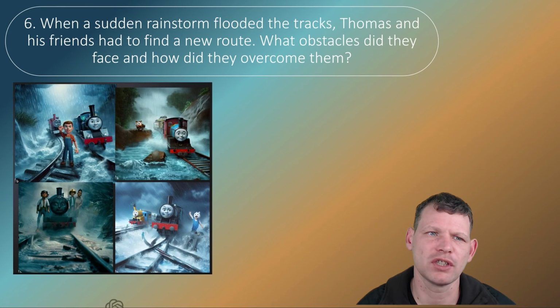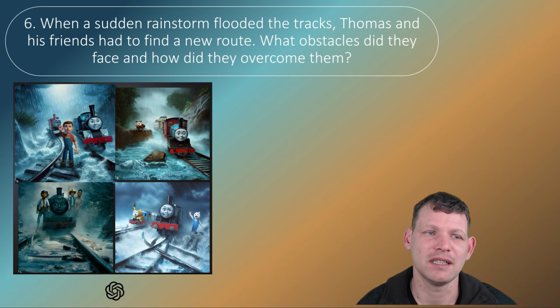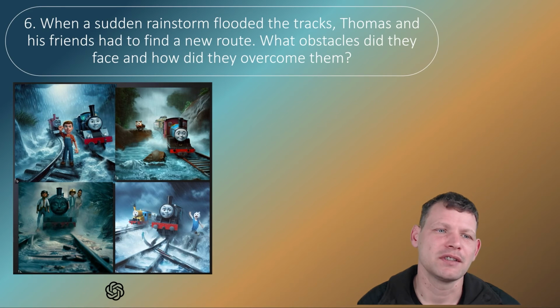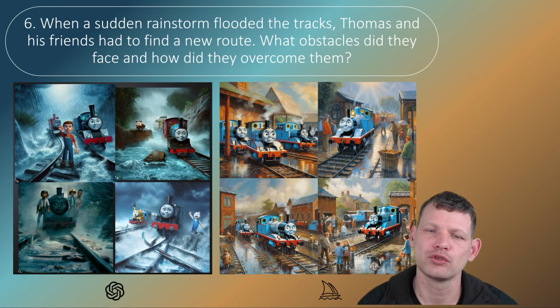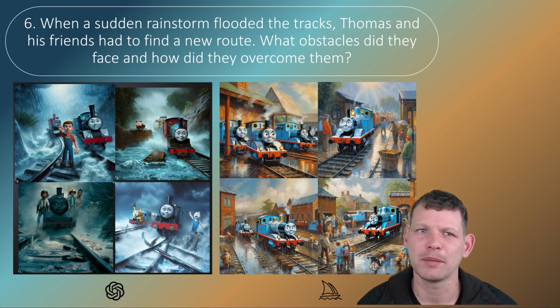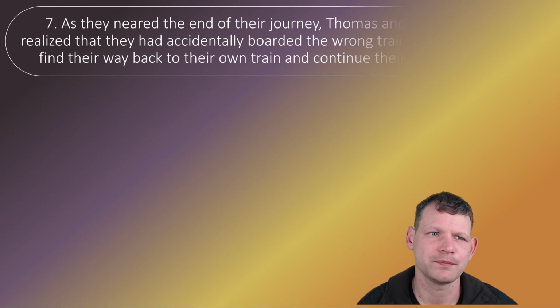In the 6th one, when a sudden rainstorm flooded the tracks, Thomas and his friends had to find a new route. Here we see that definitely in the Bing images, the tracks are flooded and the trains are even not on the tracks anymore. When we look at the Midjourney ones, it's a little bit more cozy, the sun is still shining, there's water on the tracks, but not really a big problem. So here I think definitely Bing got this point too.